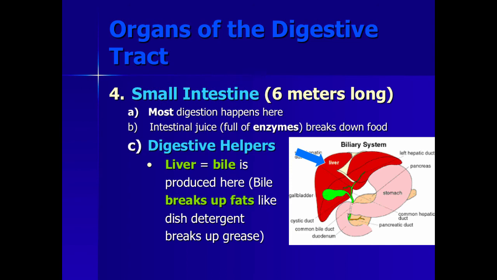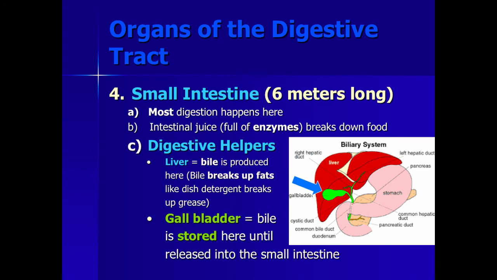Now, digestion helpers, there are other organs that can play a big part in that, and this is the liver. The liver produces bile, which helps to break up fats, like dishwashing detergent helps to break up grease. So your liver is going to make bile, which is going to join into the digestive tract and then be stored in the gallbladder. Gallbladder is stored here until it is released into the small intestine. So that's where the bile is stored, is in the gallbladder, but it is made in the liver.